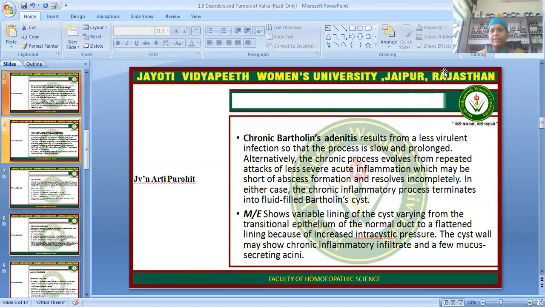Chronic Bartholin adenitis results from a less virulent infection so that the process is slow and prolonged. Alternatively, the chronic process evolves from repeated attacks of less severe acute inflammation, which may fall short of abscess formation and resolve incompletely. In either case, the chronic inflammatory process terminates into a fluid-filled Bartholin cyst. Microscopic examination shows variable lining of the cyst, varying from the transitional epithelium of the normal duct to a flattened lining because of increased cystic pressure. The cyst wall may show chronic inflammatory infiltrate and a few mucus secreting acini.